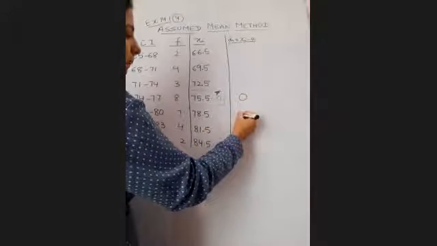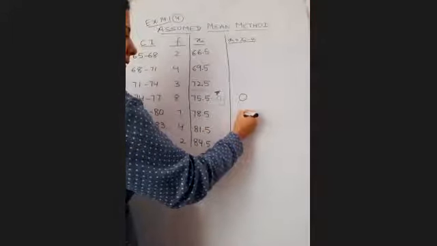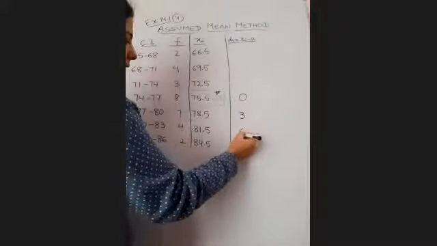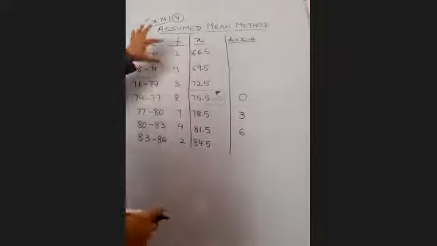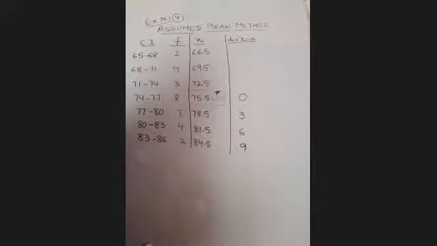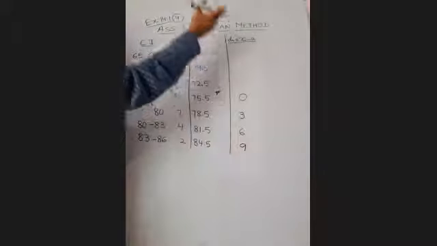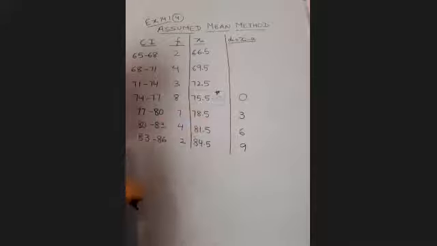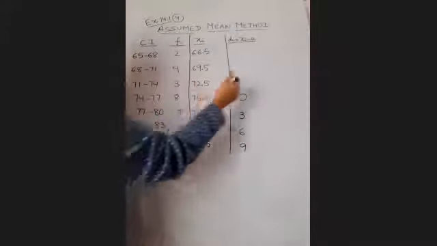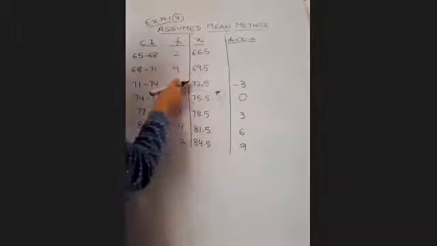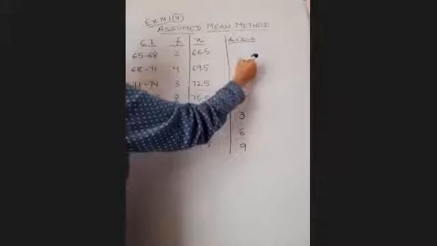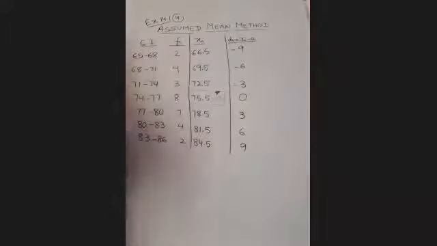So 78.5 minus 75.5. What is the difference? 3. 81.5 and 75.5, 6. As I told you, the class size is 3, so these values will always differ by 3. 9, in the table of 3. Right? Now you can move up. 75.5 and 72.5, the difference is 3, minus 3. The child has performed below the average, less than the average, so minus. Minus 6. Minus 9.